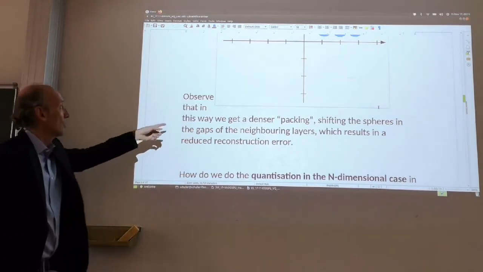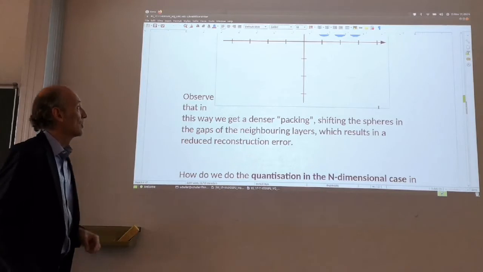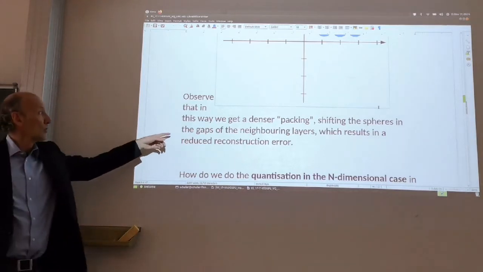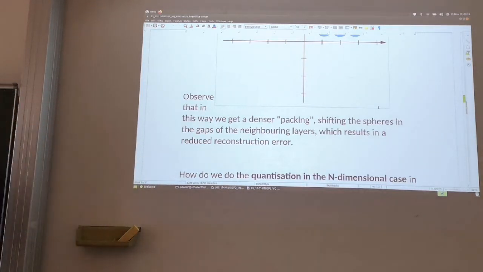So in this way we get a denser packing, shifting the spheres into the gaps of the neighboring layers, which results in a reduced reconstruction area.